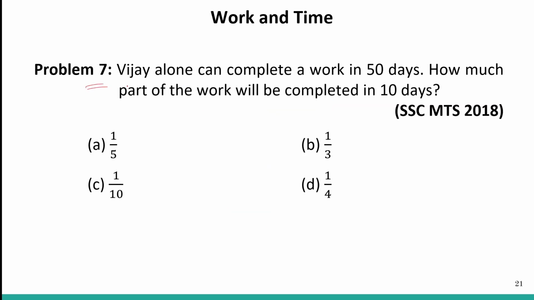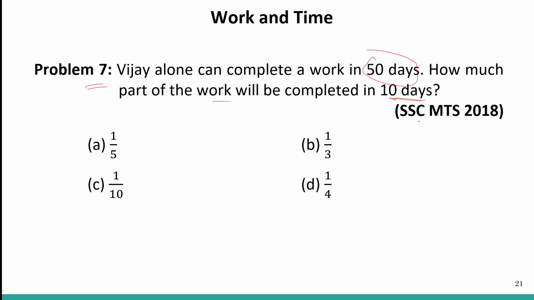So let's see problem number 7. Vijay alone can complete a work in 50 days, right? So he can complete a work in 50 days. How much part of the work will be completed in 10 days? Is it 1 by 5, 1 by 3, 1 by 10 or 1 by 4? Let's see which among these 4 is the correct answer.